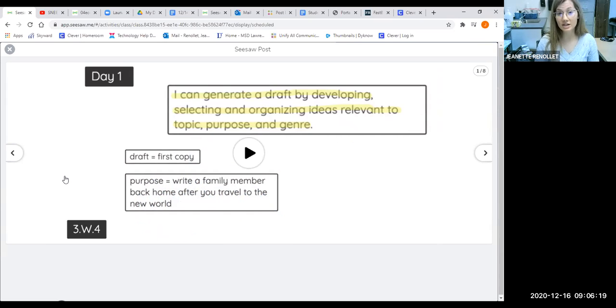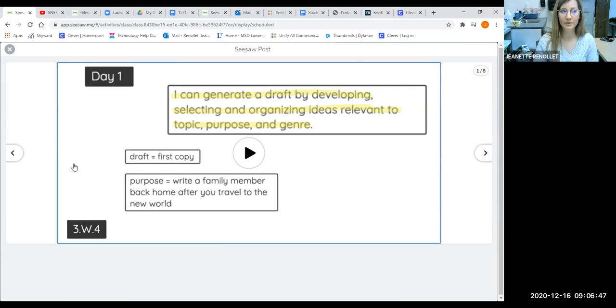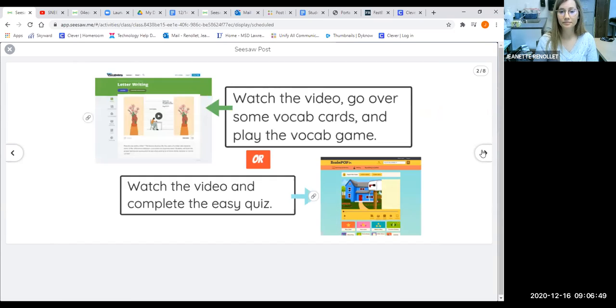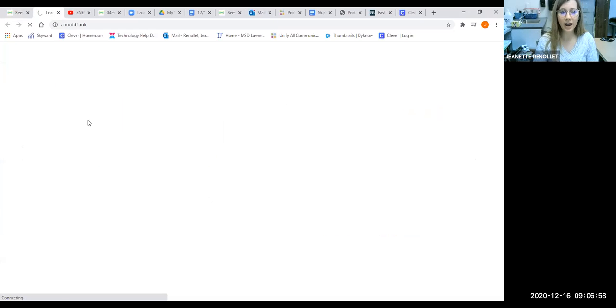So our success criteria today, you are successful today if you can make your first copy of a letter that you're going to think of details, organize those details, and write it. Today we're going to talk about what is a letter, what parts make up a letter, and how can we make a letter to a family member. We're going to begin by reviewing the parts of a letter. We're going to start with the vocabulary.